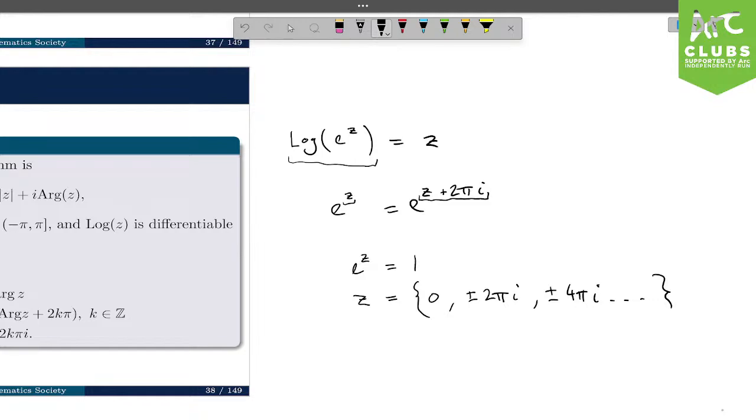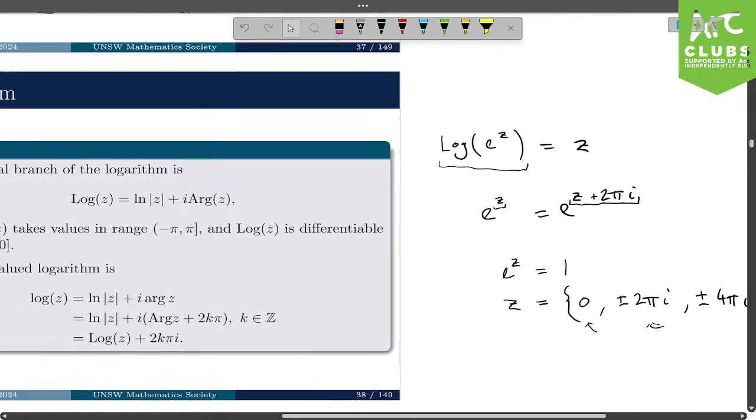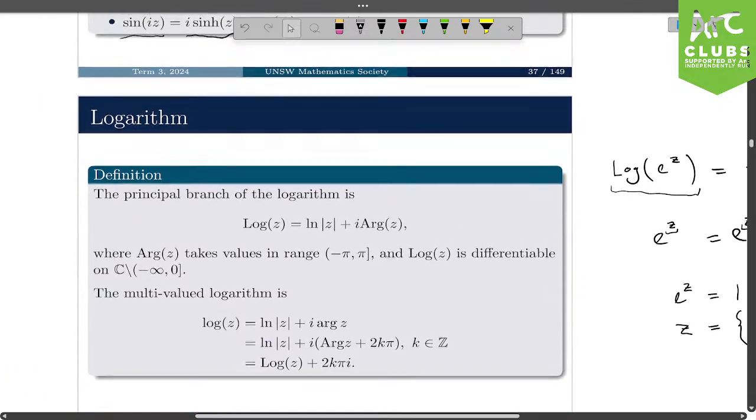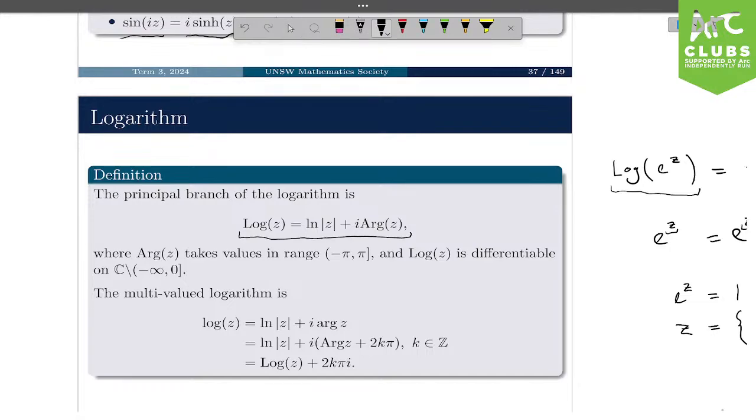So if we want to actually turn our complex log into a proper function, we're going to have to isolate a particular branch of it, which means you just have to specify which of the solutions is going to be output out of this infinite family of possible solutions. So the branch that we're going to be using most often in this course is called the principal branch. It's defined like this. It uses the principal argument, hence the name.